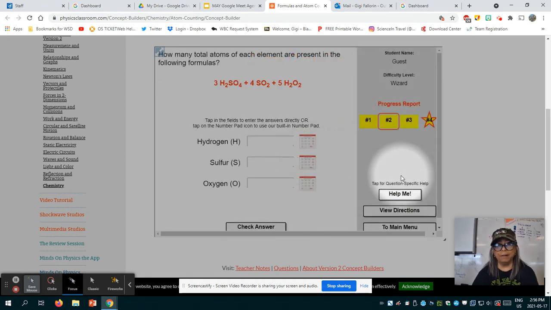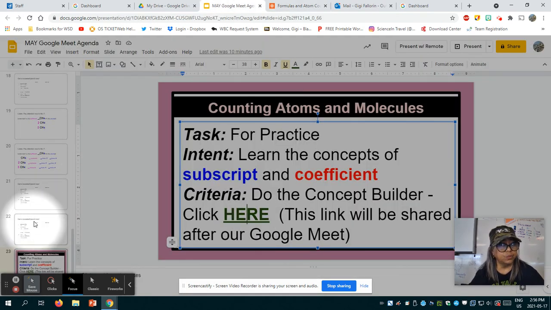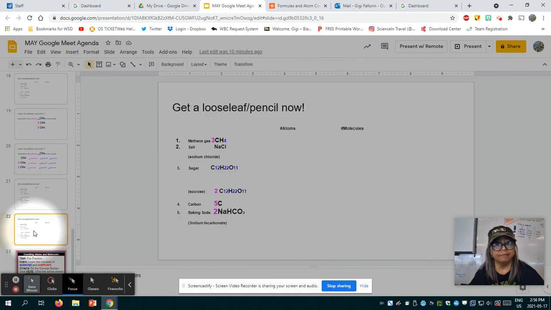So I hope you will have fun with this concept builder, right? And for now, this is just practice, right? So what I'm going to collect from you guys would be this one on a loose leaf.